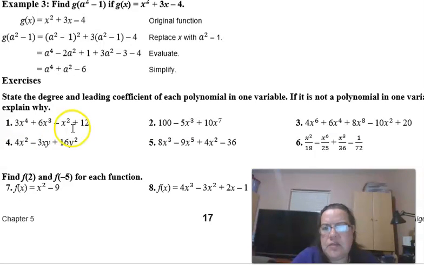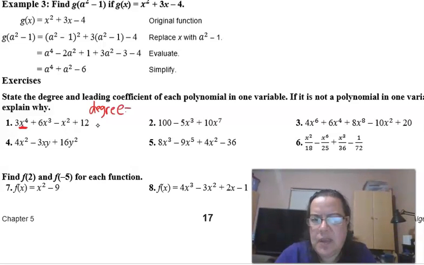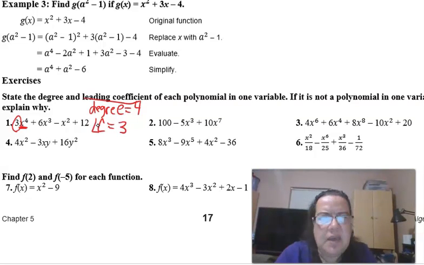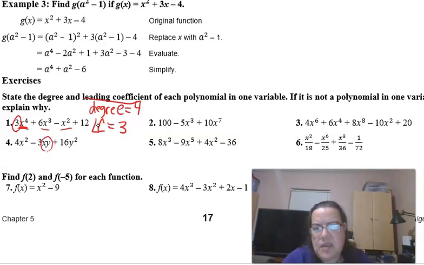All right, let's do a couple of exercises together. It says state the degree. So again, I look at the exponent that has the highest number. In this case, it would be the 4. So in this particular case, I'd say degree of 4. So it would be a quartic, so the degree is 4. The leading coefficient, I'll call it LC for leading coefficient, is the number that leads right there with the highest degree. And if it is not a polynomial in one variable, explain why. Well, I think I'm good here. I think that explanation will come when you get to that particular problem, so just look out for that.